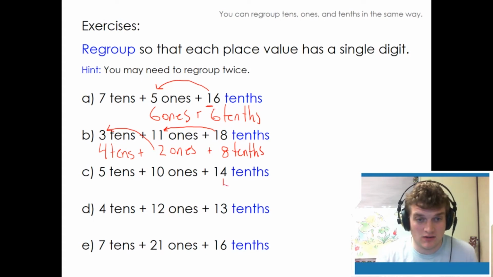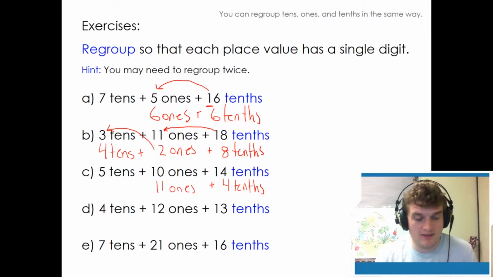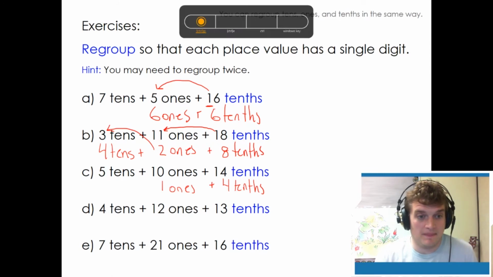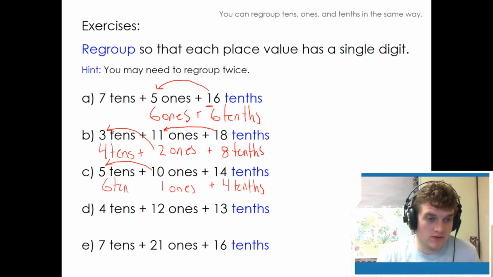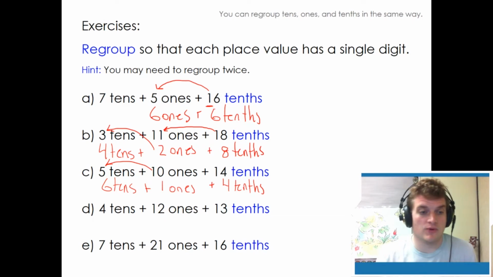Continuing along, 4 tenths plus 11 ones, but we need to regroup again, taking that ten, adding it to the tens, for a total of 6 tens, 1 one, and 4 tenths.